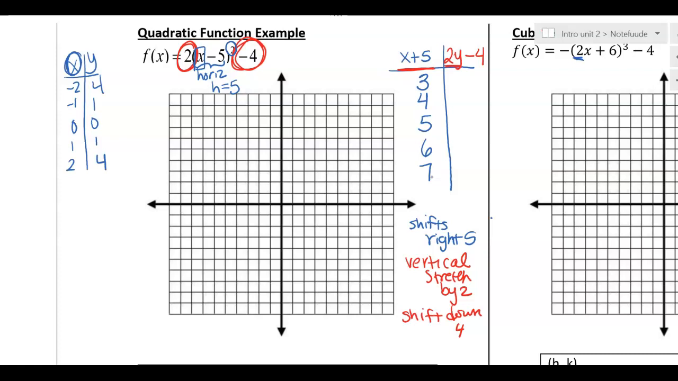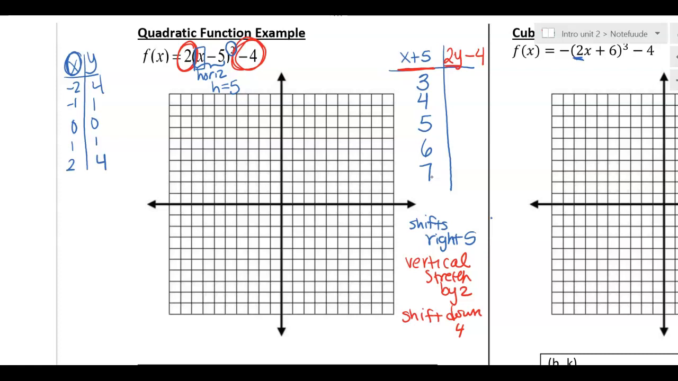Is everybody okay with where I'm getting my x list? I didn't plug it into any function. I took the previous x list and I just transformed it. I moved all the x's to the right 5 by adding 5 to them. All right, now all the y values, I'm going to stretch them and then move them down 4.